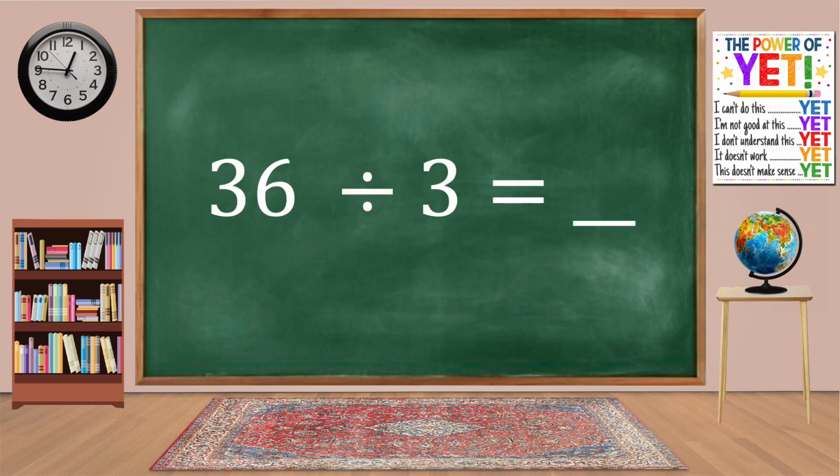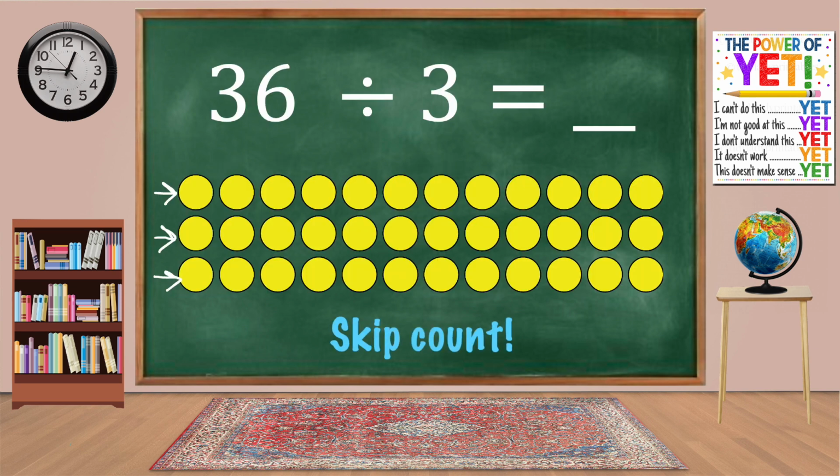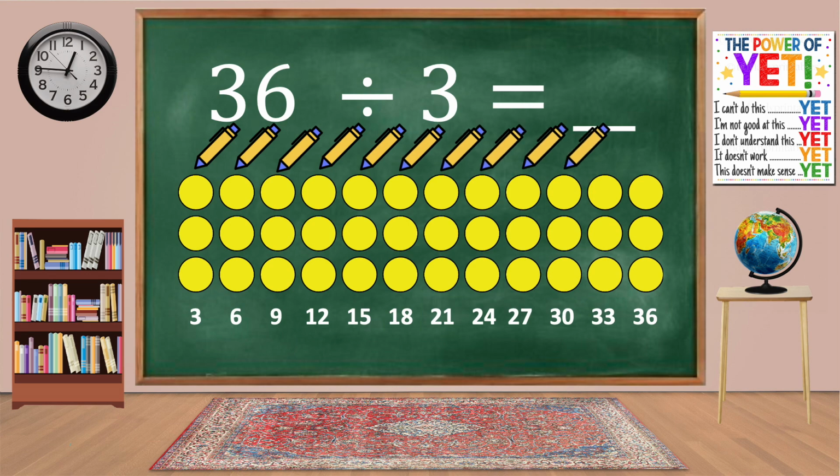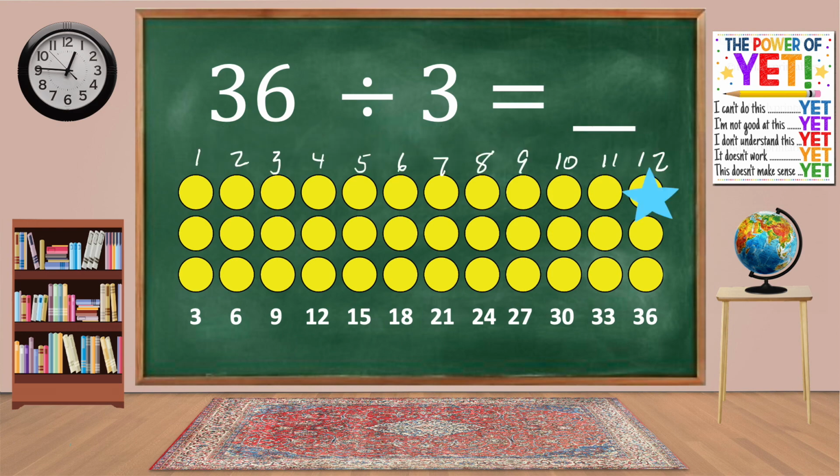36 divided by 3 equals blank. 3 rows. Skip count to 36. 3, 6, 9, 12, 15, 18, 21, 24, 27, 30, 33, 36. 12 columns. 36 divided by 3 equals 12.